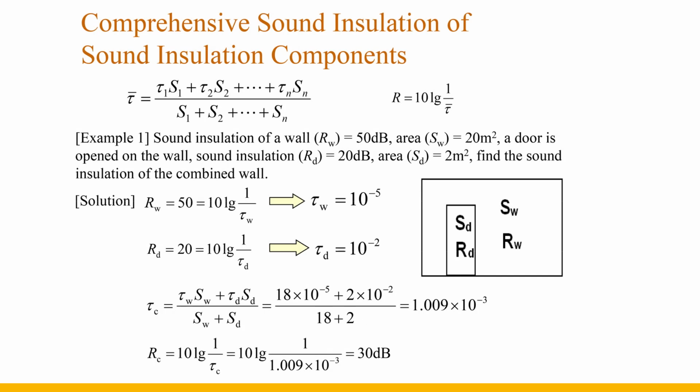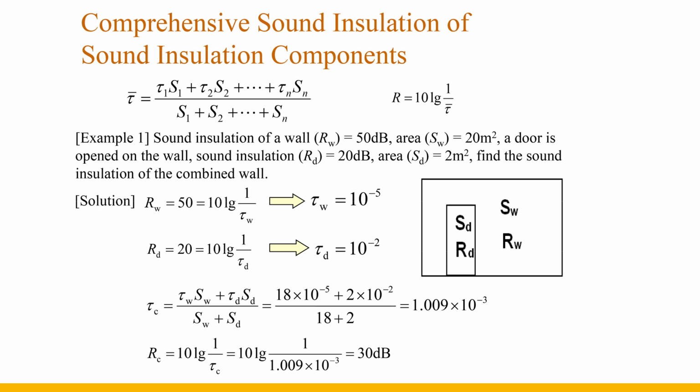First, find the respective transmission coefficients according to the respective sound insulation of the wall and the door. Then the average transmission coefficient of the combined wall is obtained using the respective areas and transmission coefficients of the wall and the door. Note that after the door is opened in the wall, the area of the door needs to be deducted from the area of the wall, which is 20 minus 2, equal to 18 square meters. Finally, the average transmission coefficient is substituted into the calculation formula of sound insulation, and the sound insulation of the composite wall is 30 decibels.